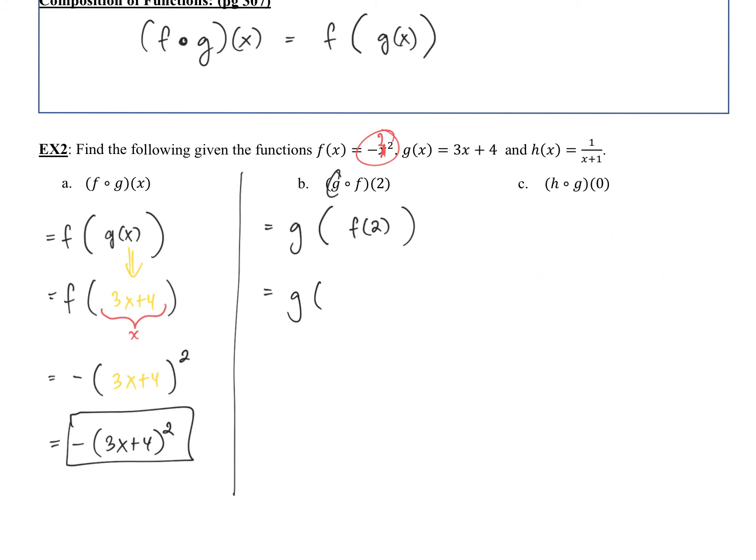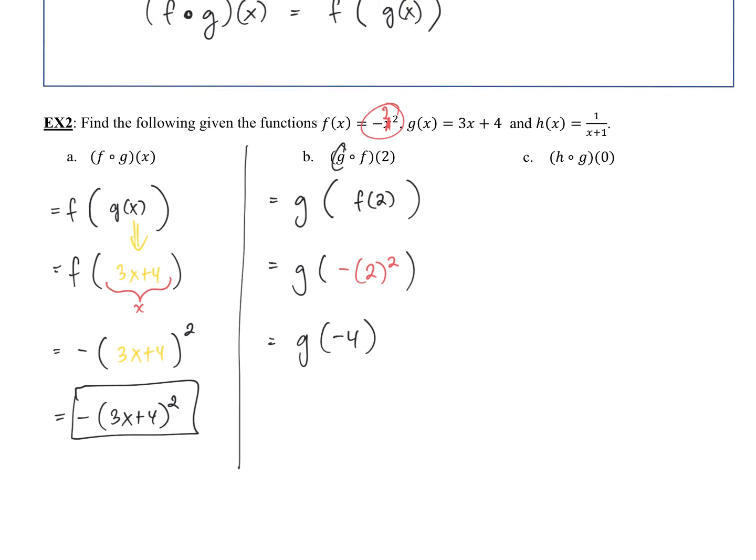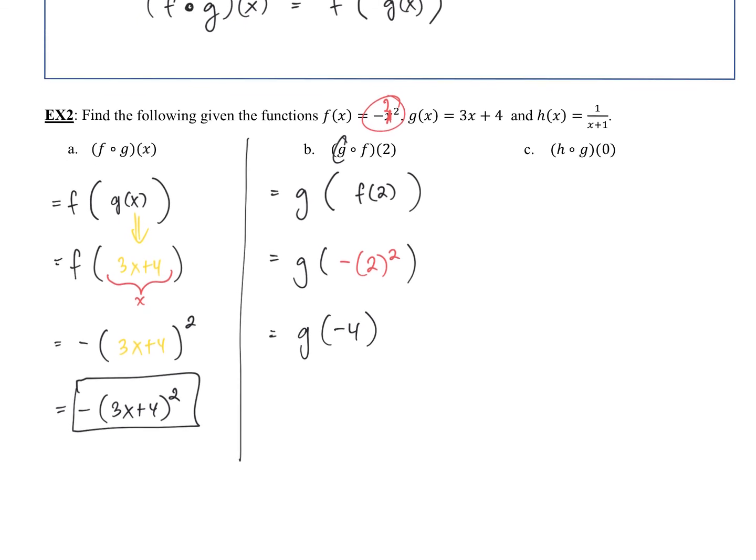So I'll go ahead and do it in the problem to show you the two different ways you can solve this. So f of 2 is negative 2 squared, which equals g of negative 4. Sorry, my mic's squeaking a bit. Okay, so we have g of negative 4.